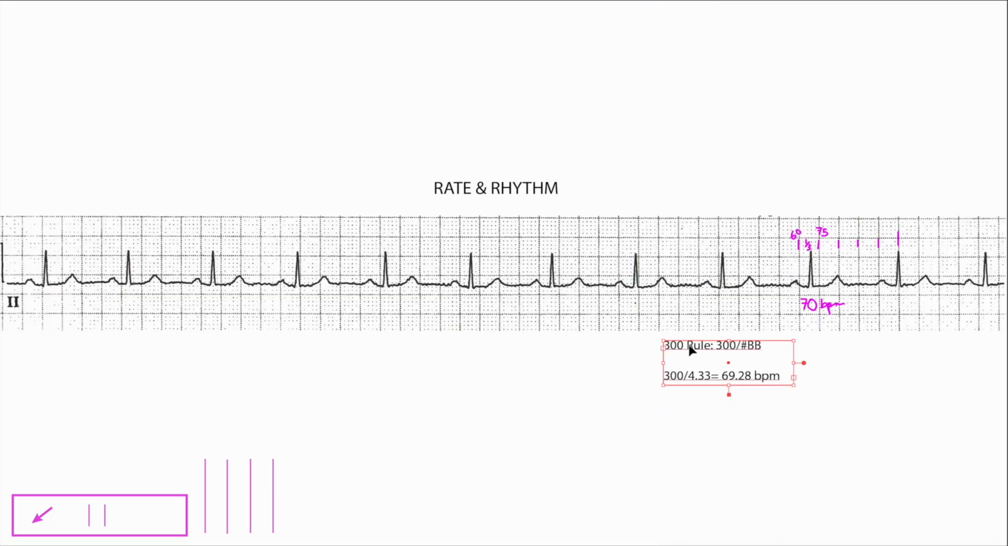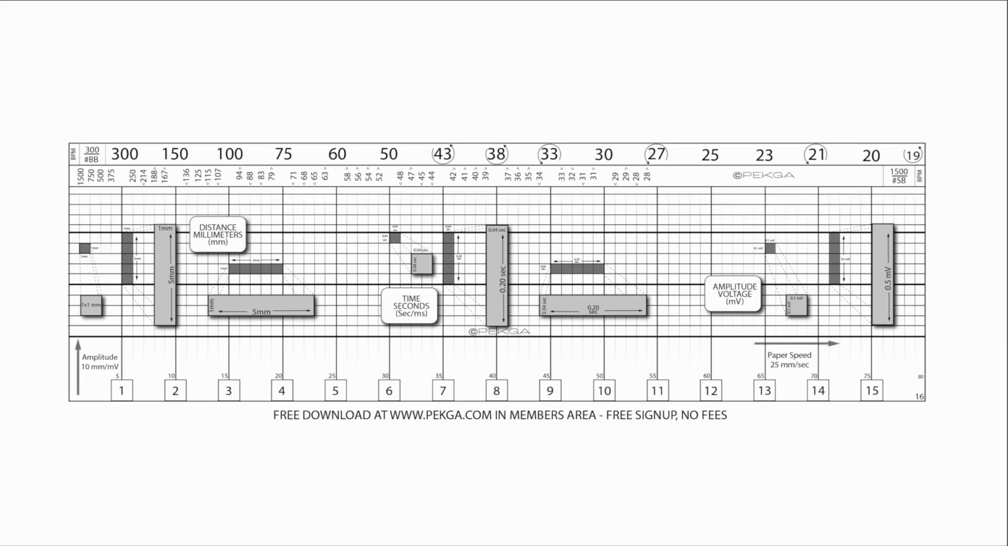Okay, so that's just a quick look at this, and where this is coming from is the 300 rule. Without going into a whole lot of detail about where the 300 rule exactly comes from, we do cover that in our lessons, but you just take the number 300 and divide it by the number of big boxes. You can also download this at Pekga.com. It's a ruler. You can buy these rulers for next to nothing all over the place, but you can download this for free, print it out, and do whatever you like with it, right? But over here you have the 300 rule in the top line.